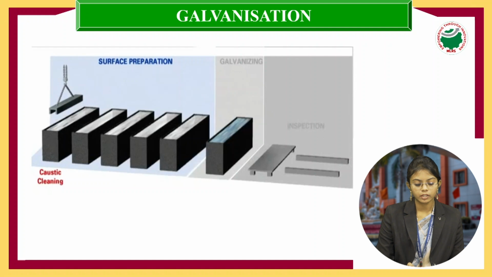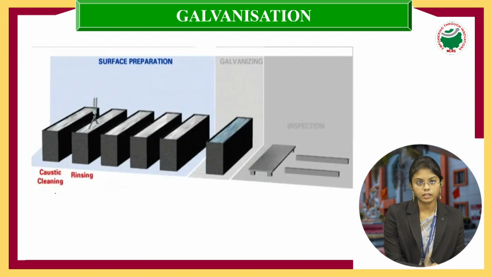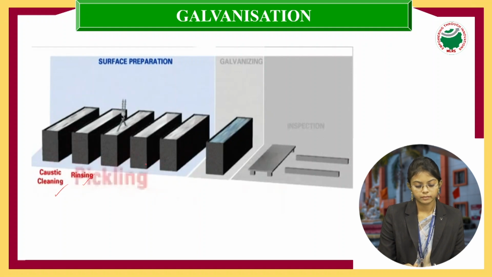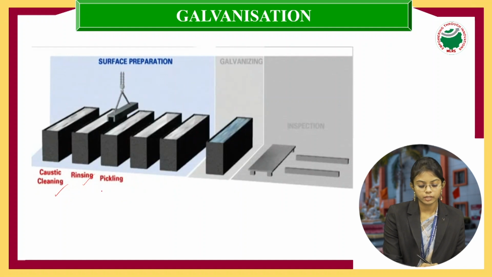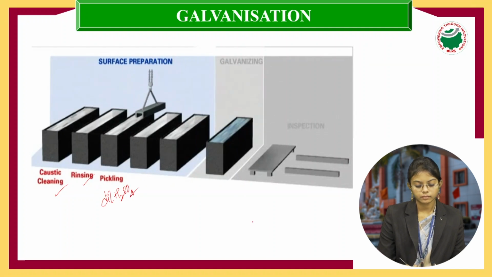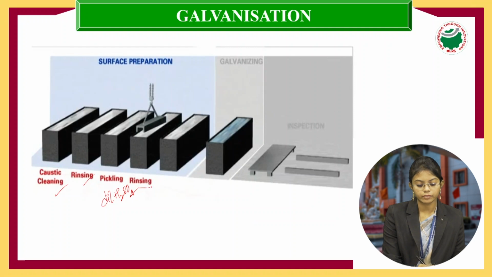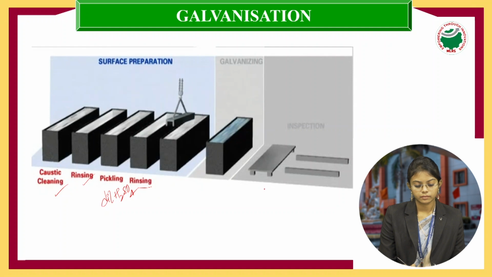First, surface preparation: we clean it. First is caustic cleaning. Salts, everything will be removed, and again we are going to rinse it once. Pickling, as I said, we are going to pickle with what? Dilute sulfuric acid. Now after pickling, we are again going to do rinsing. Then we are taking flux solution as a molten zinc.